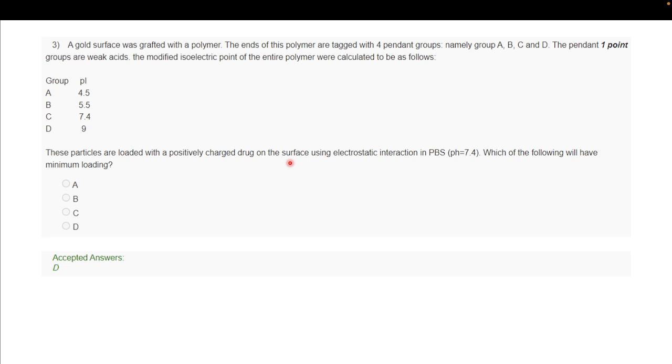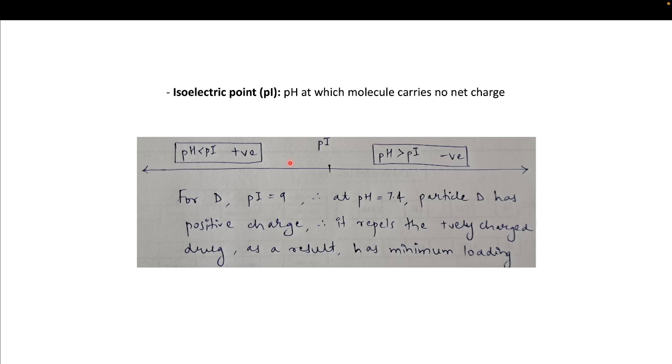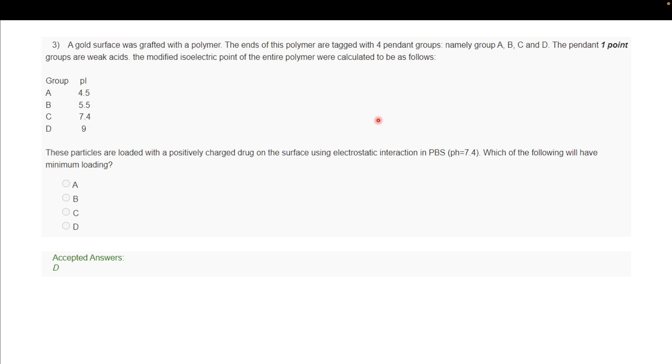So the correct option is answer D. So we'll look at it properly. So what is isoelectric point, which is pI? It is nothing but the pH at which your molecule will carry no net charge. It will be 0 in charge. So we have been given 4 different groups here, 4 different molecules with their isoelectric points, and they're put in a solution of PBS, which is of pH 7.4.